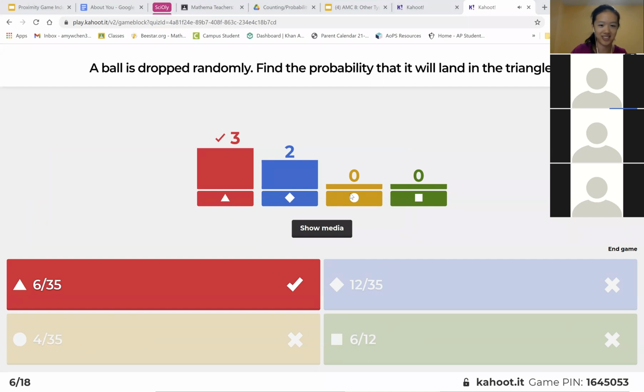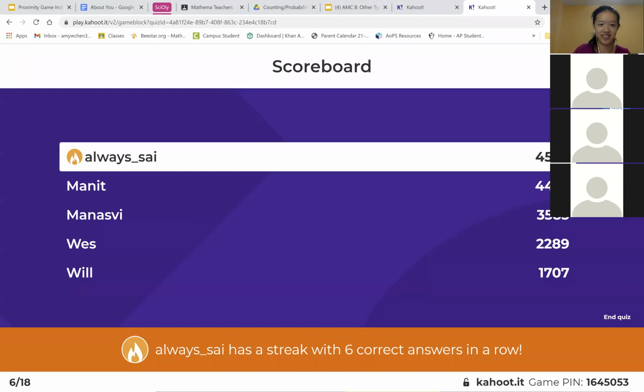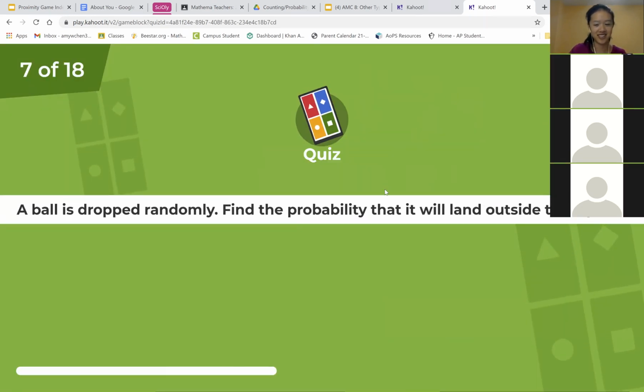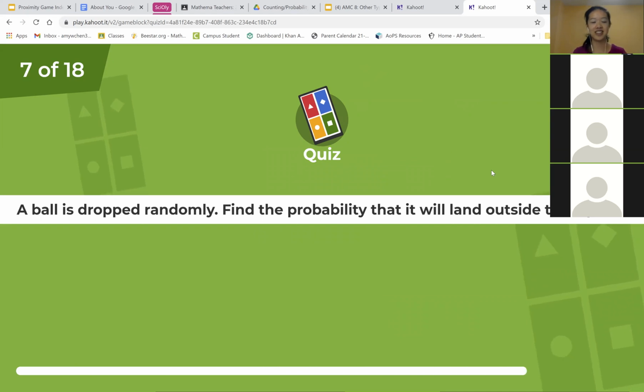Oh yikes, honesty. Yeah. 6/35. Oh wow, I literally don't know. Divide by 2 again. Oh no. Yeah, that's the one thing. It always gets me.